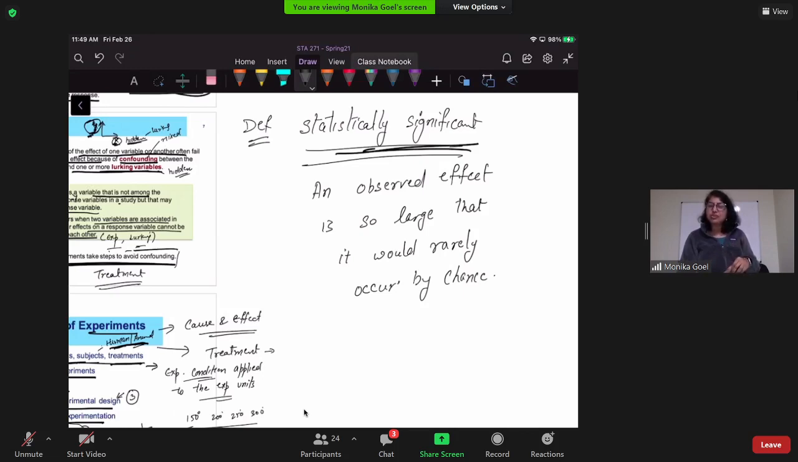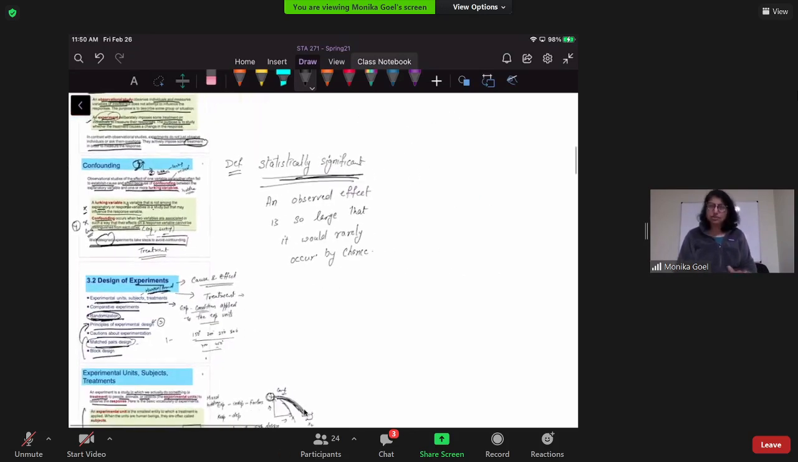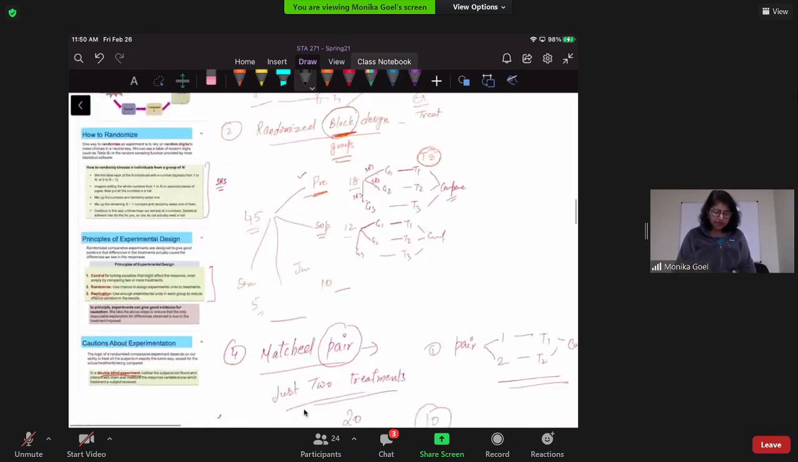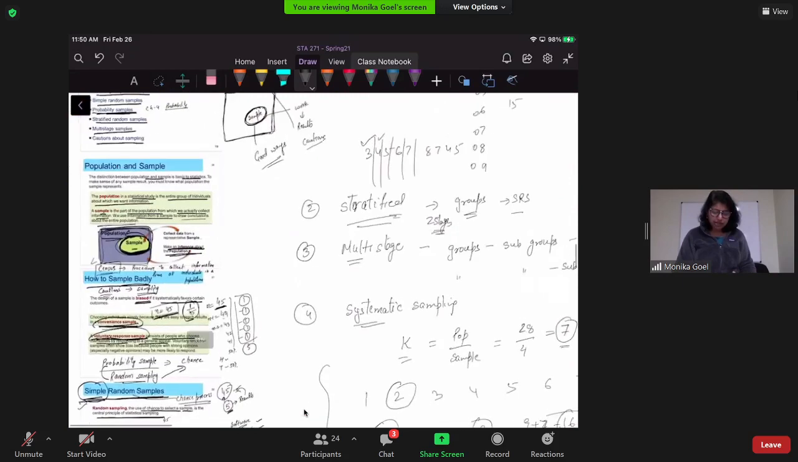But what statistical significance actually is, is when you see an observed effect that is so large that it would rarely occur by chance, because we are using a chance process to select the sample. But if the observed effect is so large that it is not just due to chance, then we are talking about statistical significance. And as I mentioned, 3.4, we are not testing on that.